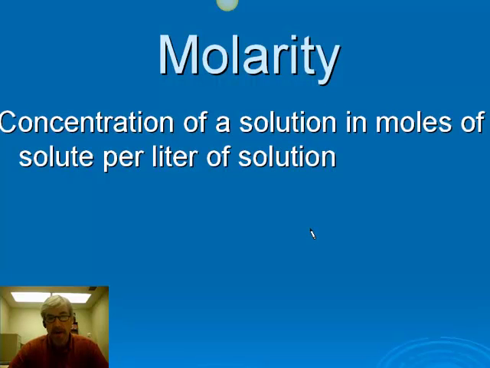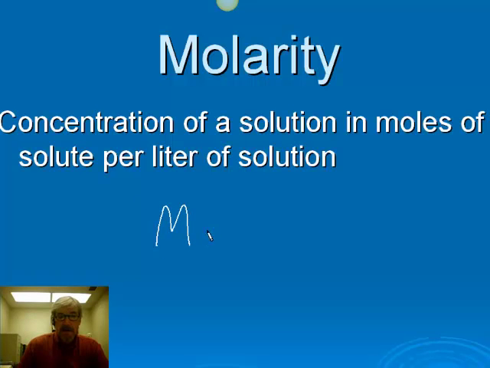That's what molarity is. And liters of solution is pretty easy to measure. It's easy to measure volume for a liquid. And moles is what we often use in chemical calculations, like stoichiometric calculations. So this is actually a pretty natural unit to use.